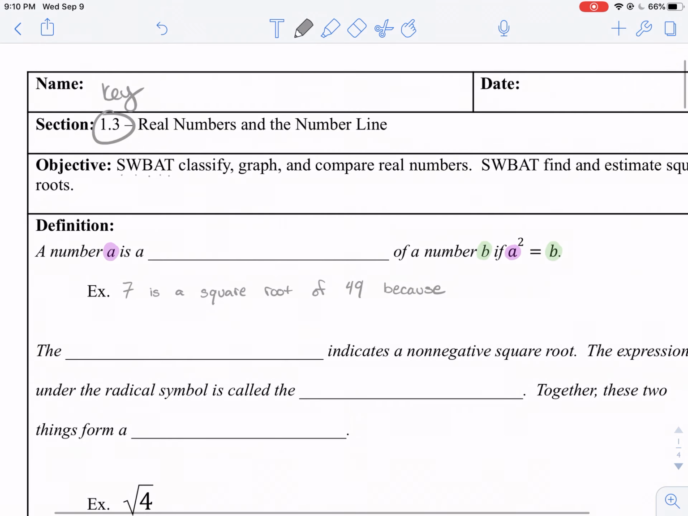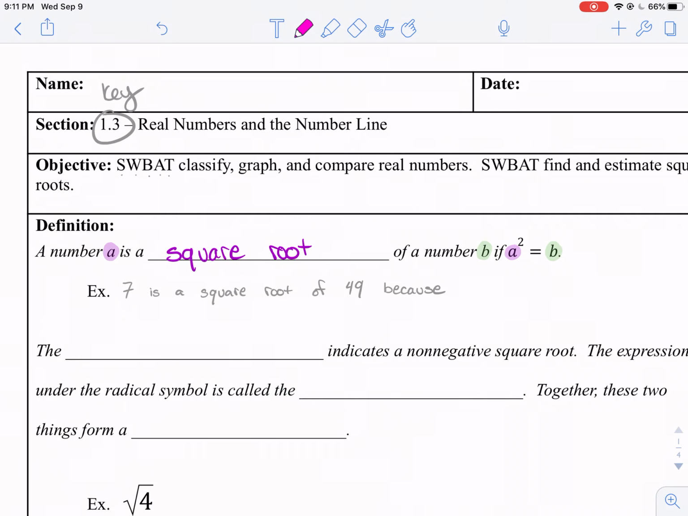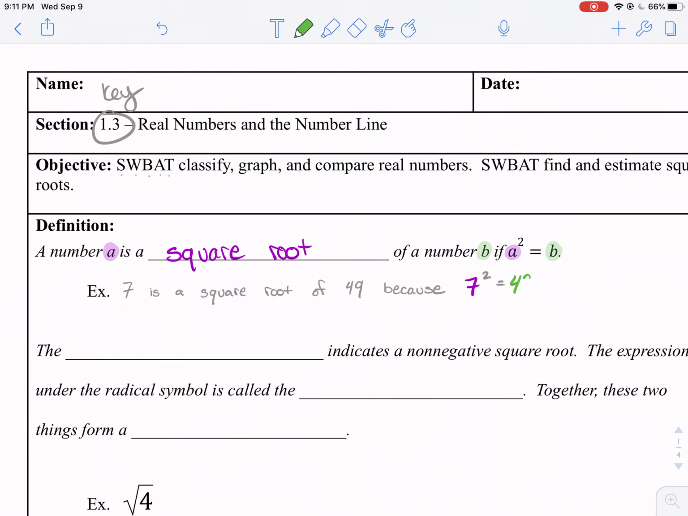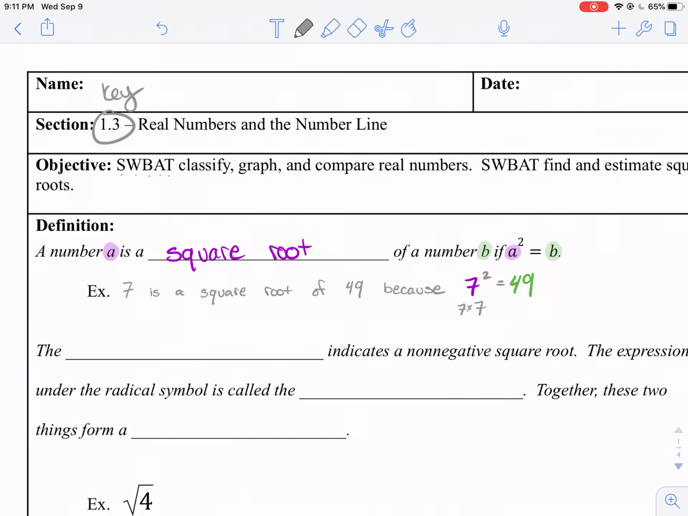We say that a number a is a square root of a number b if a squared equals b. For example, we say that 7 is a square root of 49 because 7 squared is 49. So 7 squared equals 49. That is, when we say 7 squared, that's 7 times 7, and that's equal to 49.